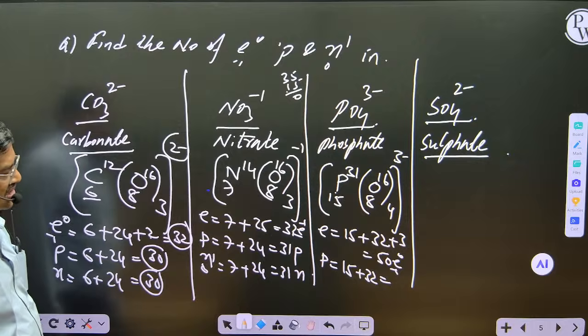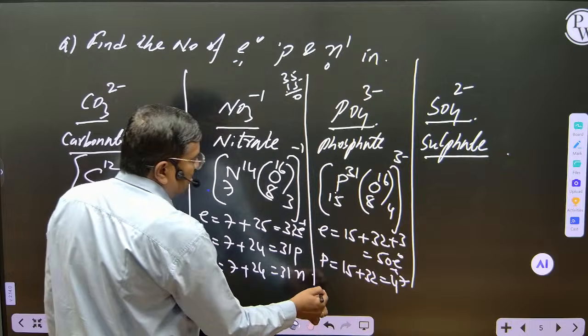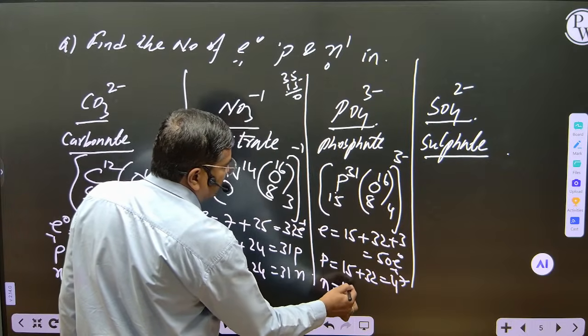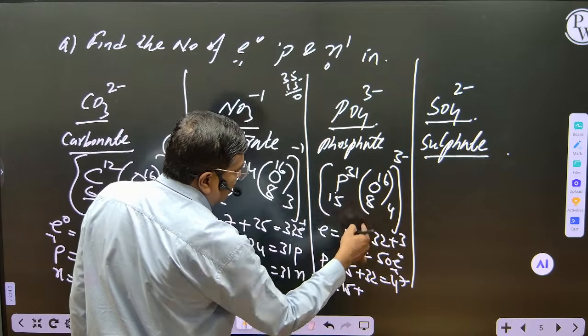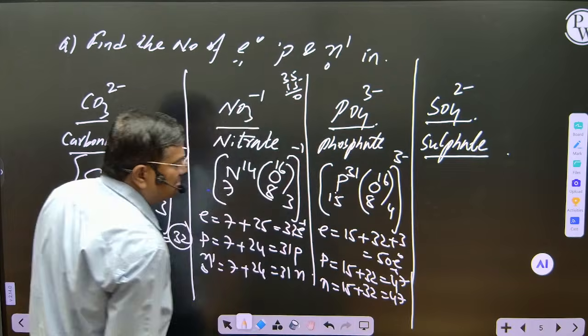That comes how much? 47. 47 protons. Neutrons will also be the same: 15 from phosphorus and 8 times 3, 32. That comes 47. 47 will be neutrons.